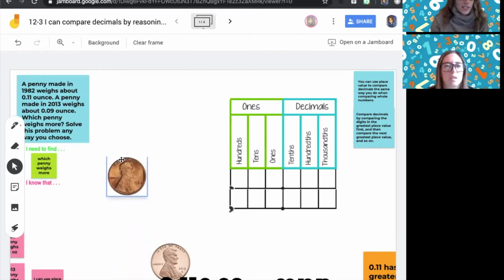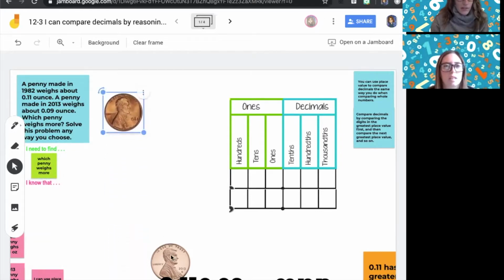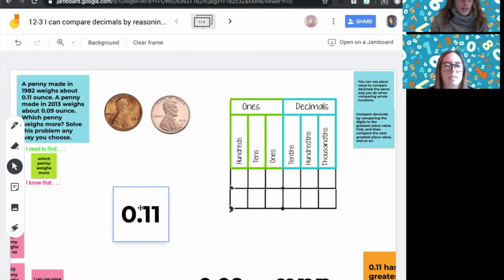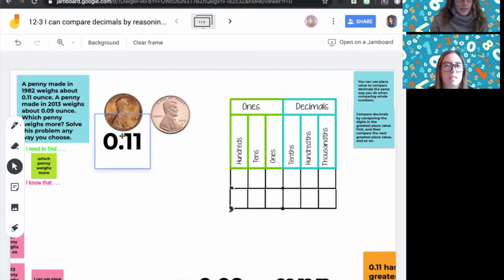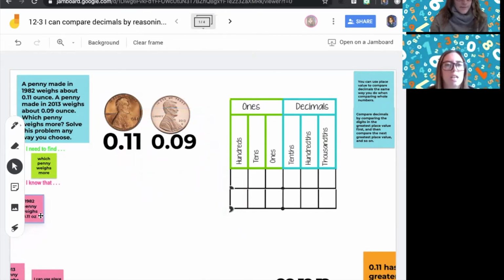So actually, let me bring up these pennies I found. They're from the 2 years we're talking about. Awesome. And here are their weights. So I know that the penny made in 1982 weighs 11 hundredths of an ounce, and the penny made in 2013 weighs 9 hundredths of an ounce.